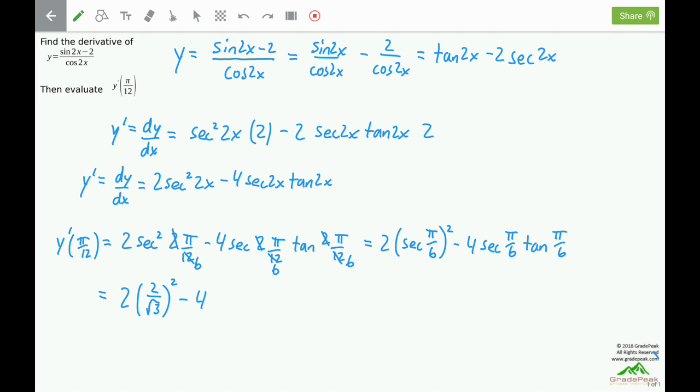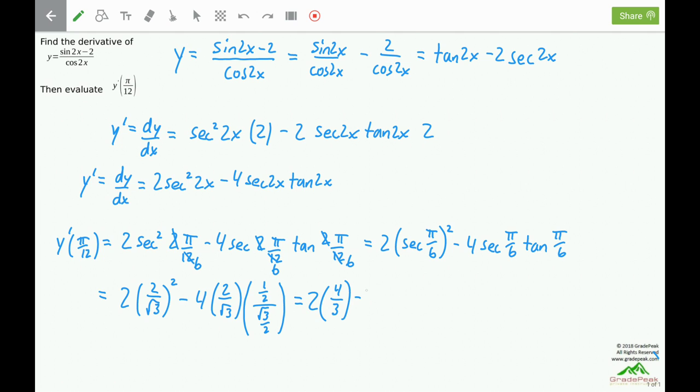Minus 4 times the secant of pi over 6 again is 2 over root 3. The tangent of pi over 6 is going to be the sine of pi over 6, which is a 1/2, over the cosine of pi over 6, which is root 3 over 2. I'll write it that way, and then we'll simplify that fraction. So we have the first term, 2 times 2 over root 3 squared. Let's square each of those. 2 squared is a 4. Root 3 squared is a 3, so 2 times 4 over 3.